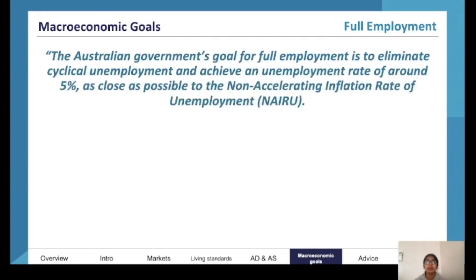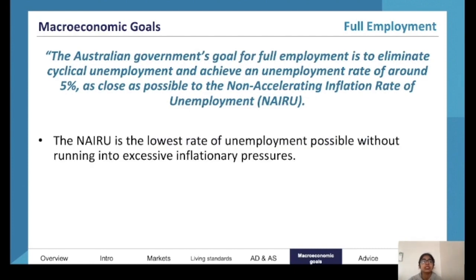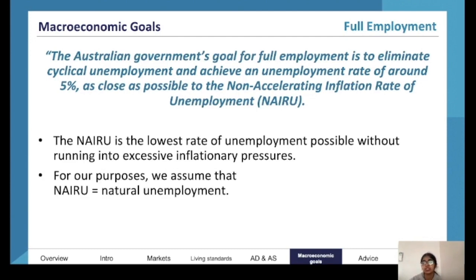So our goal for full employment, the Australian goal for full employment, is to get rid of cyclical unemployment and also achieve an unemployment rate of around 4 to 5%. I know it says 5%, but it's actually 4 to 5%, as close as possible to NAIRU. NAIRU is the non-accelerating inflation rate of unemployment. It's a bit of a mouthful. But the meaning of that is we want an unemployment rate where we're not having people earn so much that they're spending way too much and causing crazy inflation. It's just a complicated way of saying that. So it's literally the lowest rate of unemployment we can have without running into excessive inflationary pressures.